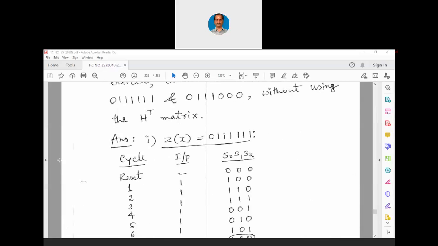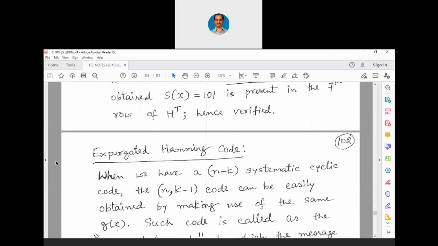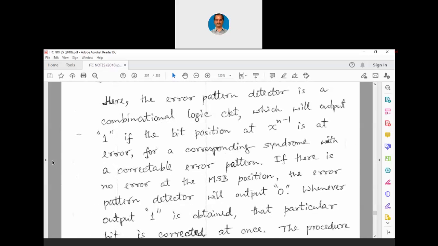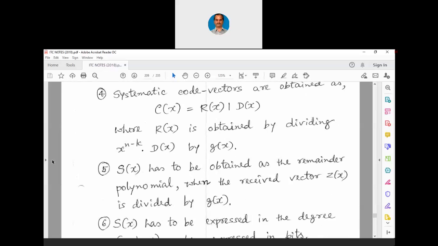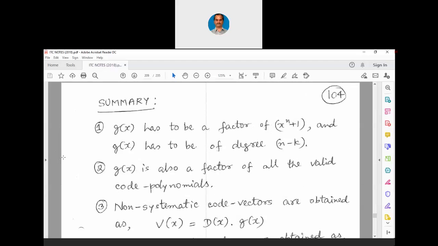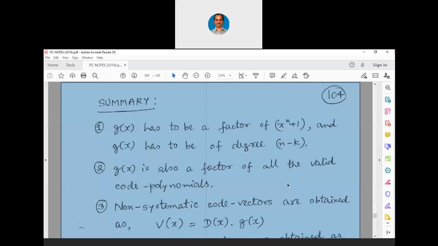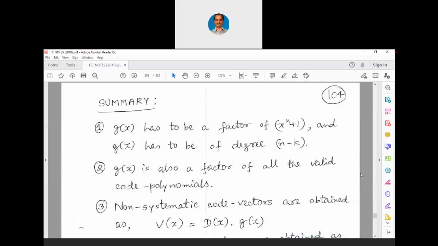Let me proceed now. So finally I am summarizing the discussion of the cyclic codes. There are some points which I have mentioned here. I am trying to pull in this particular window. Okay.